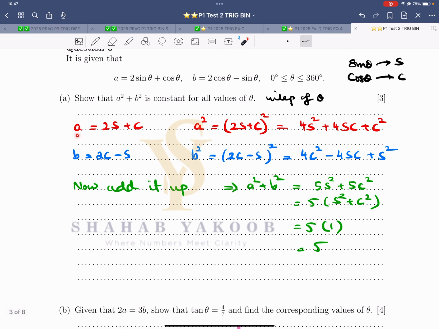What I do is that A is 2S plus C. I square it, A whole square. You are studying binomials, so you should be very well aware that you will be ending up with 3 terms because the power is 2. That's 4S square plus 4SC plus C square. Similarly, B is 2C minus S. B square is 2C minus S whole square. That is 4C square minus 4SC plus S square. Now they are adding it up. So 4S square plus S square will add up, C square plus 4C square will add up, 4SC minus 4SC will cancel out. 5S square plus 5C square, 5 common. S square plus C square is 1. We end up with a constant.